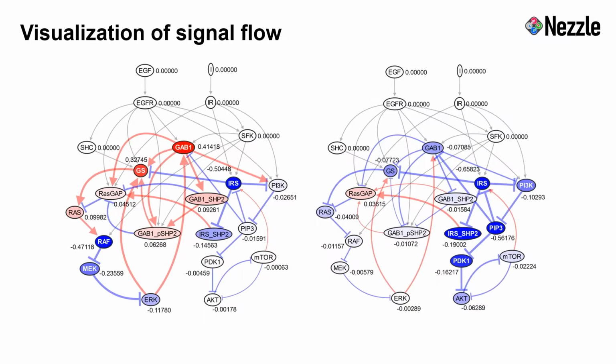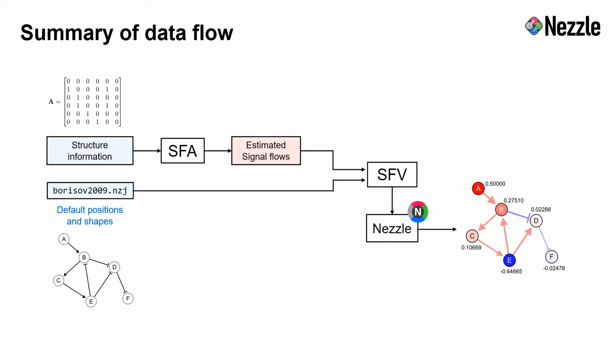This figure shows the changes in activities and signal flows under different perturbation conditions. In this tutorial, we will reproduce a figure like this visualization. First, we will install SFA and SFV packages for signal propagation algorithm and signal flow visualization, respectively. SFA package provides the structure information of the example network, named Borisov 2009. We will obtain the estimated signal flows with SFA, and then visualize them using SFV and Nezzle.